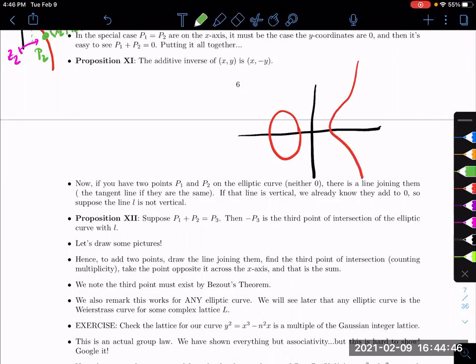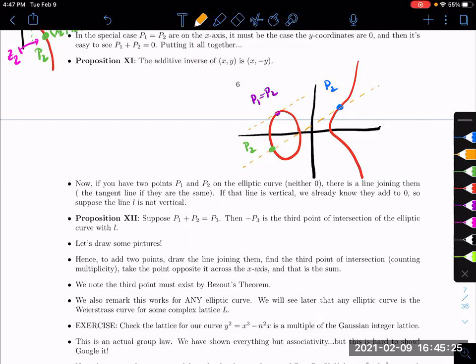Okay, let me take 2 points, P1 and P2. Now, what do you notice you can always do? You can always join them with a line, right? So let's do that. So we join them with a line, great. What if P1 equals P2, by the way? If P1 equals P2, then we'll say that the line joining them is the tangent line to the curve. So like if I'm over here, then here's the line joining them.